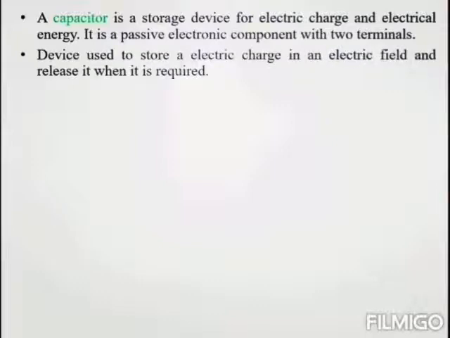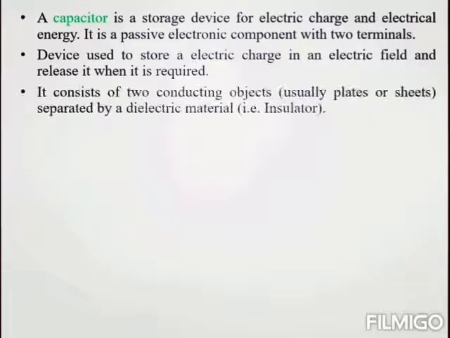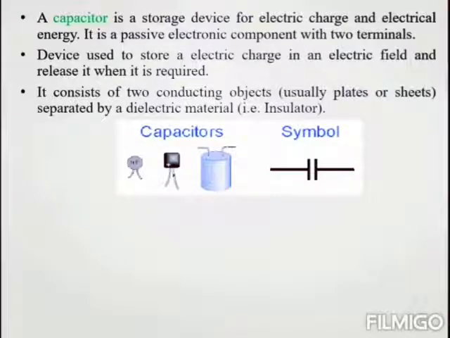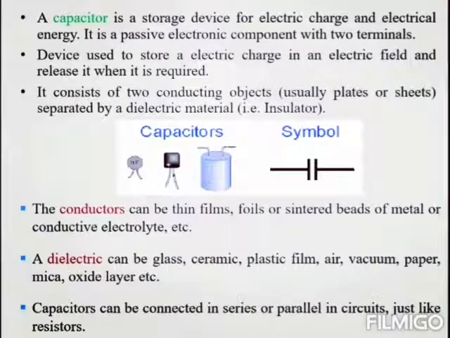It is a device used to store an electric charge in an electric field and release it when required. It consists of two conducting objects separated by a dielectric material, that is, an insulator. The dielectric material is an insulator, therefore no current flows through the capacitor. The capacitor is represented by this symbol.